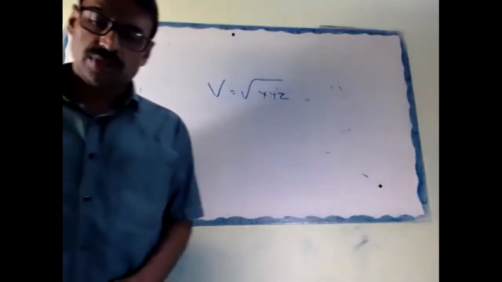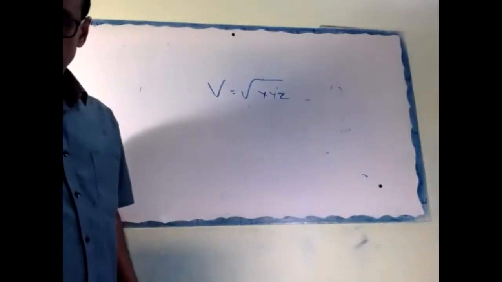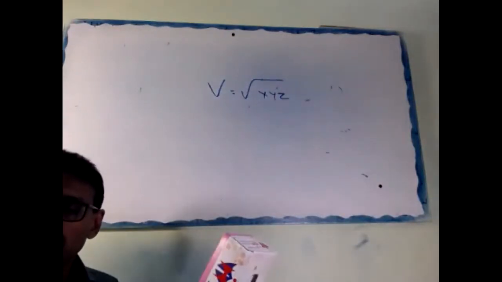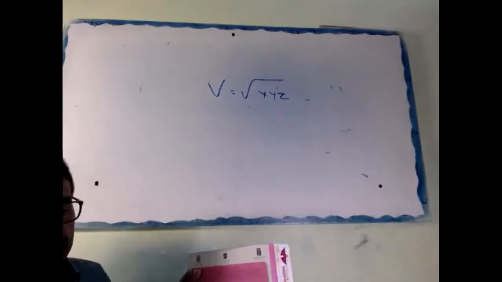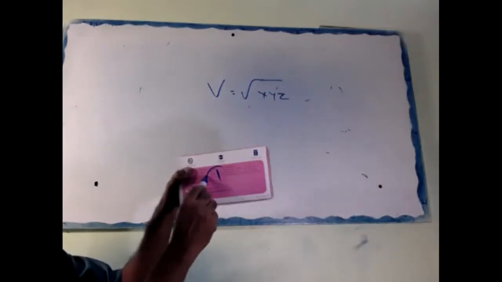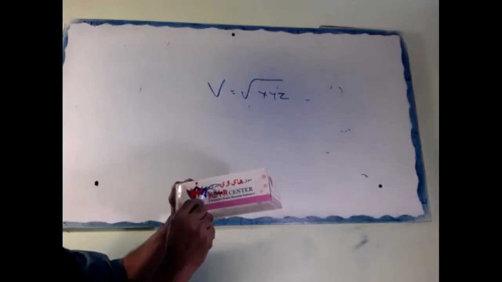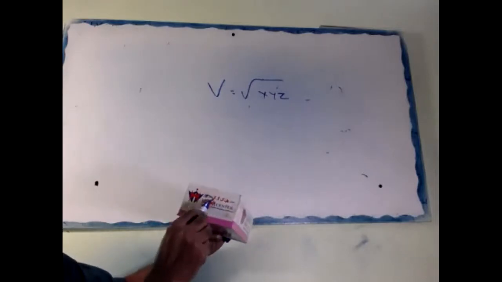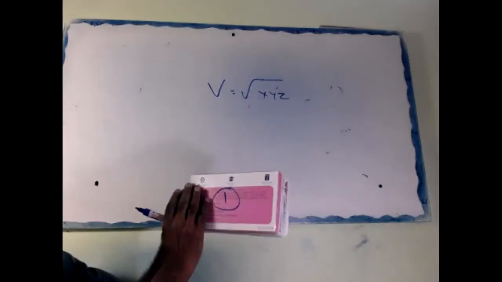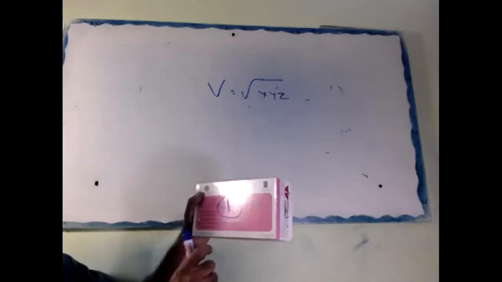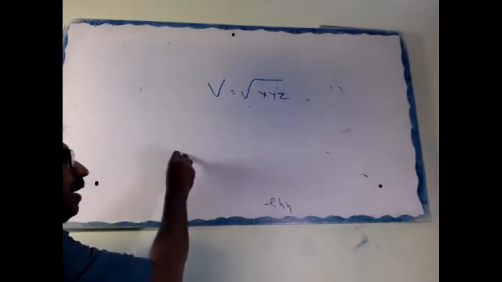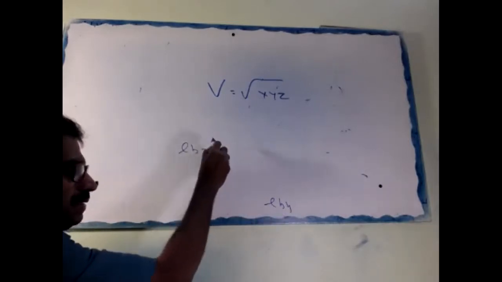Okay, so look here. You got the question: three adjacent faces. Face one, face two, and face three. Look, face one, so that is L into B. LBH. So L into B equal to X.